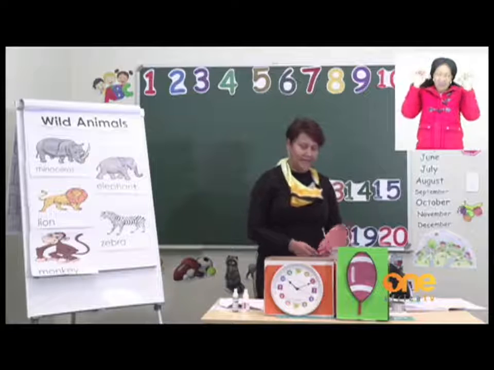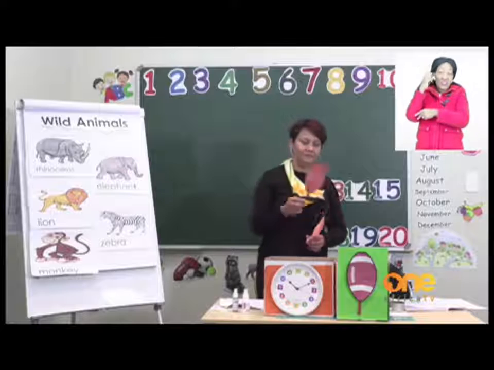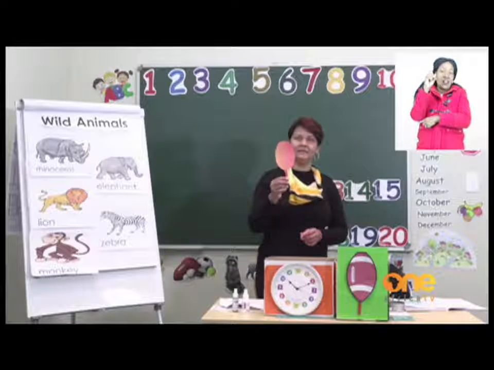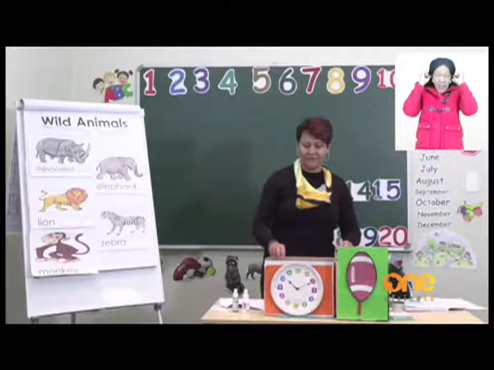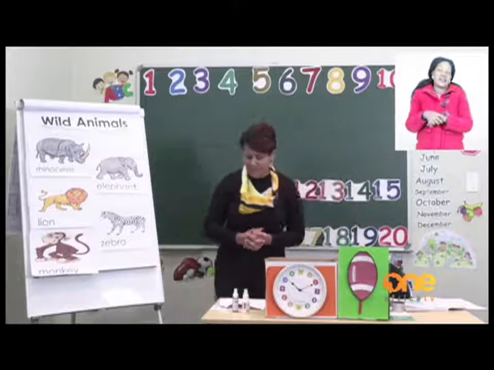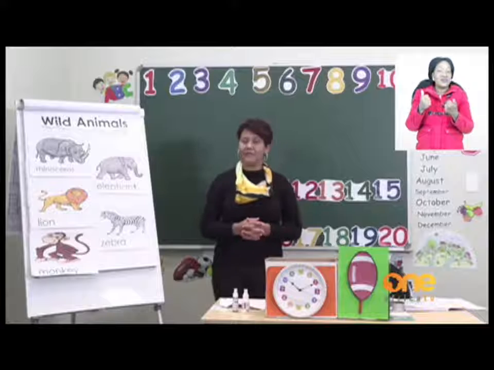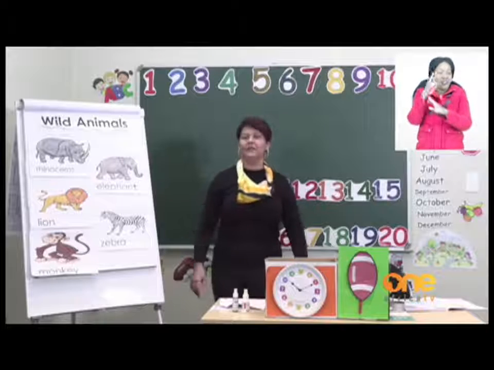Let's see. I have 1 oval and I have another one. And all together they make 2 ovals. Well, friends, now make sure you do proper counting and enjoy your exercise.